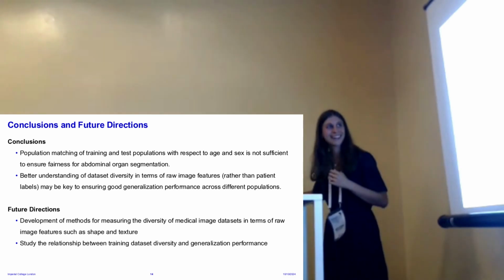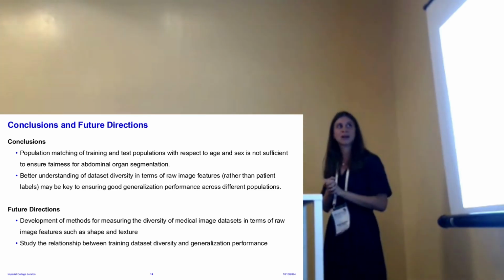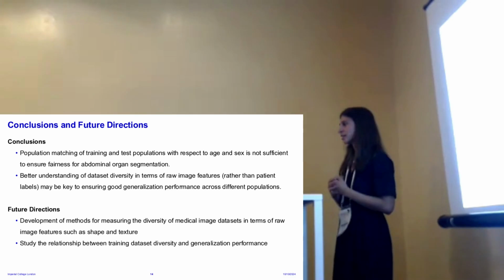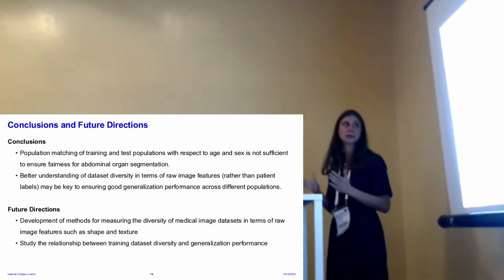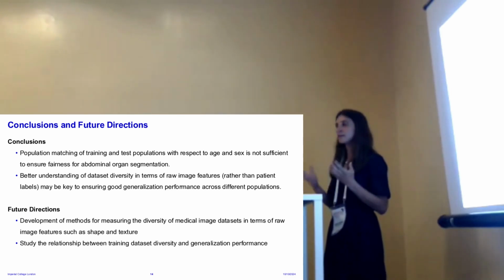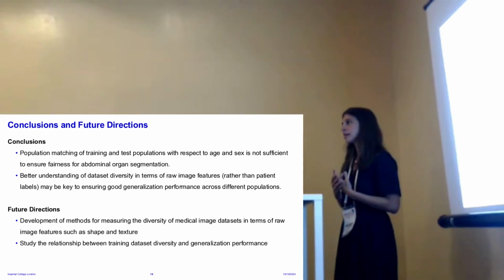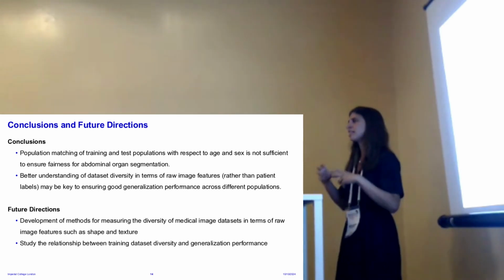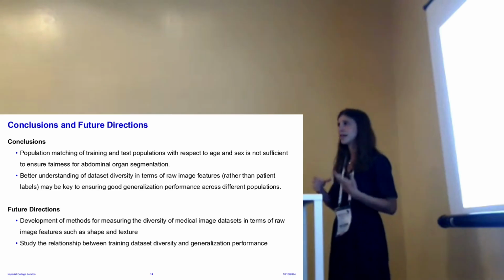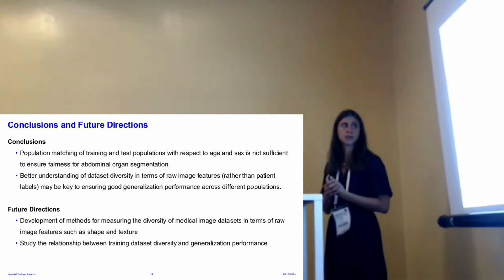In conclusion, we saw that matching the training and test populations isn't necessarily the best way to achieve fairness for abdominal organ segmentation. I think that means we definitely need a better understanding of data set diversity in terms of features that are actually in the images rather than demographic labels that are assigned to them.